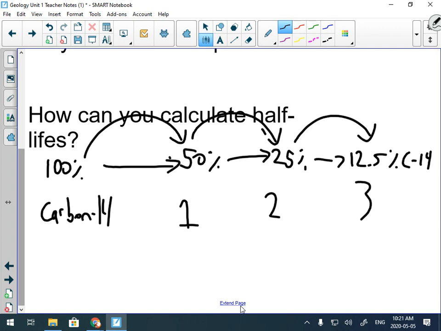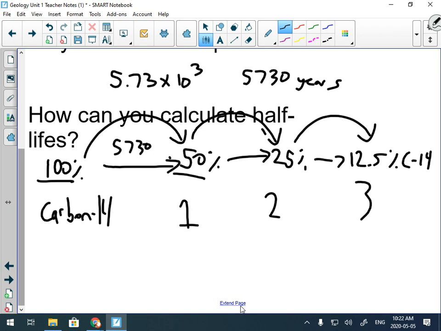If you check page 8, every half-life for carbon-14, so every time it gets cut in half, takes 5.3 times 10 to the 3 years, or 5,330 years. So it takes that amount of time to go from 100% to 50%. It takes another 5,330 years to go from 50 to 25, and it takes another 5,330 years to go from there.